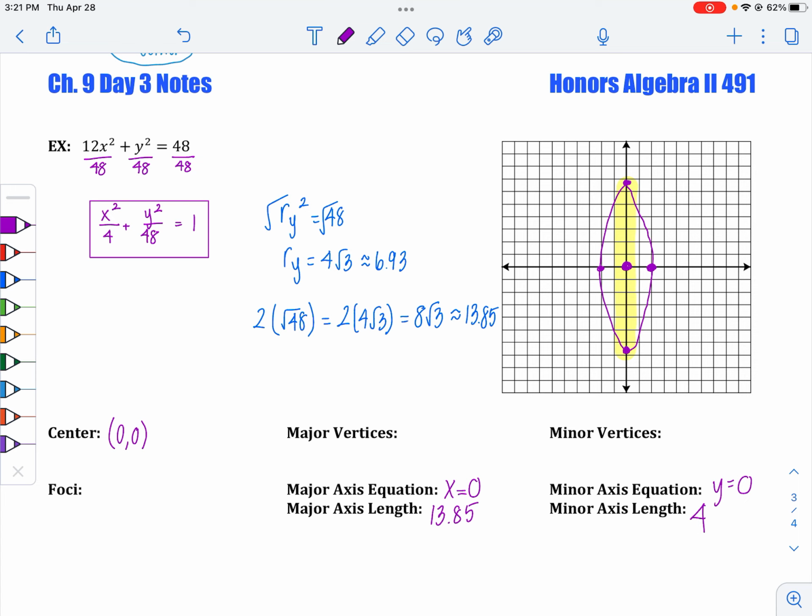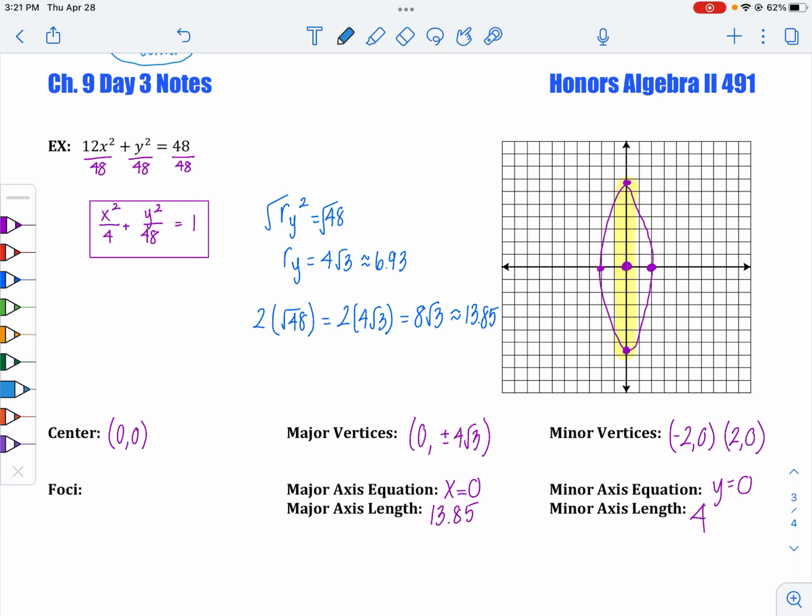Major vertices, not too bad because I'm starting at 0, 0. But the major vertices are going to be here and here. So how you write it, I think the easiest way is 0 plus or minus 4 root 3. We don't want to deal with those decimals if we don't have to. And then the minor is -2, 0, and 2, 0.